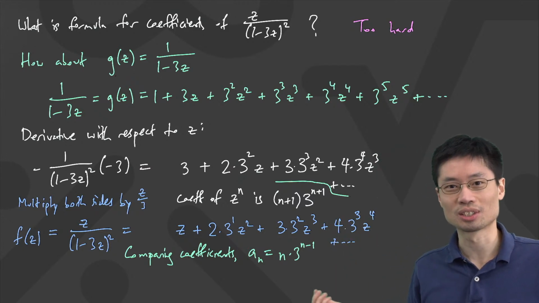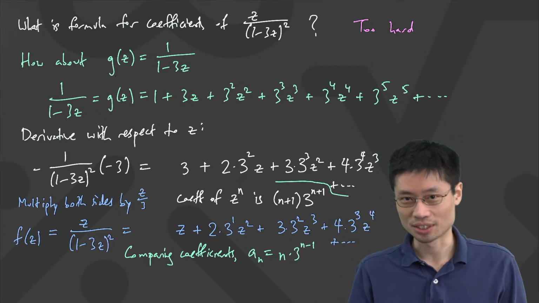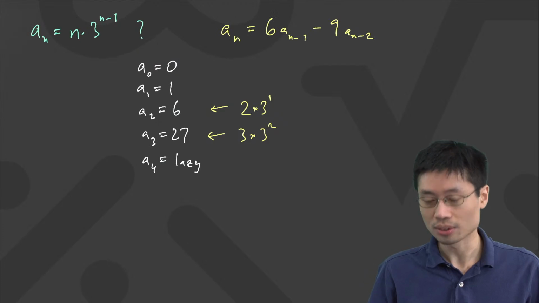Now we have an exponential, which is also multiplied by an n. Let's see what happens if we take this to some more further steps to see how you'd solve this.